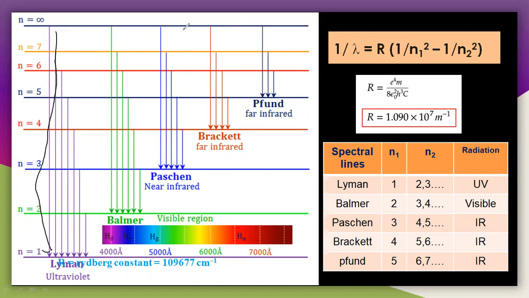Whenever it is coming towards the ground state at the first energy state, then it is called Lyman. If it is coming towards the second, then it is Balmer here. If it is the third one, next it is Paschen here. If it is coming towards the fourth one, that is Brackett here. If it is coming towards the fifth, then that is the Pfund series here. So these are the lines we have to observe here.